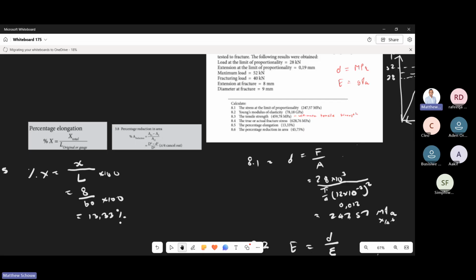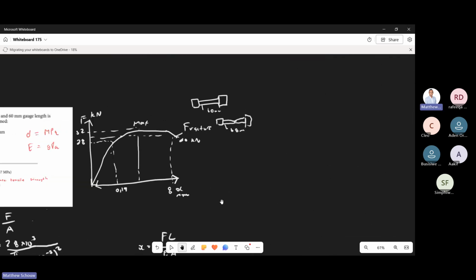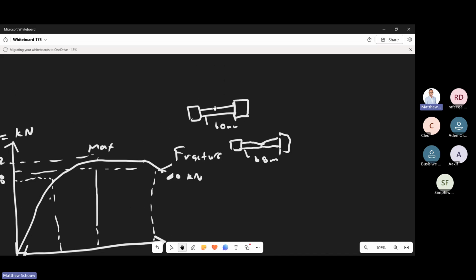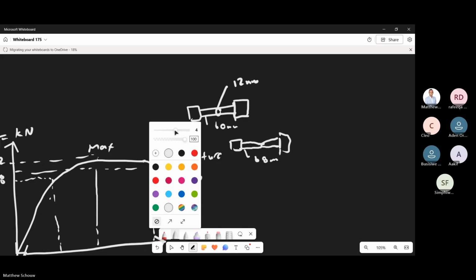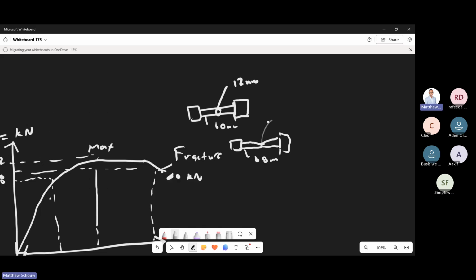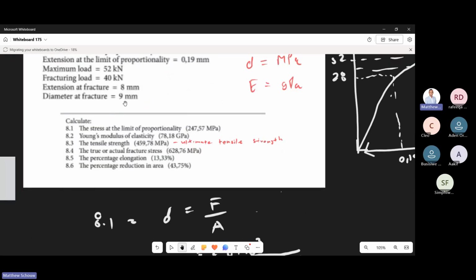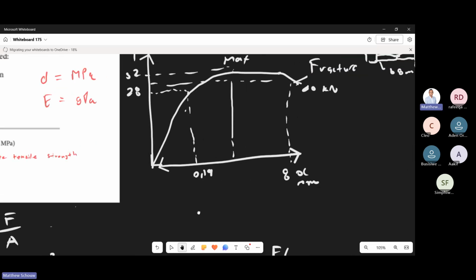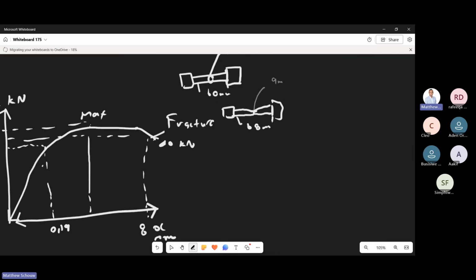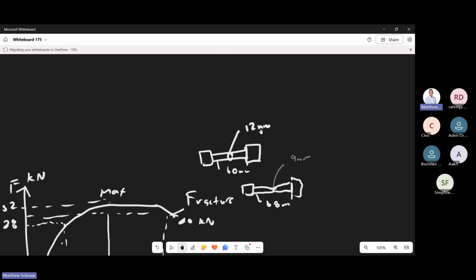So the reduction in area, reverting back to my specimen, is that we look at the initial diameter. In this case we had 12 mil. Then after fracture, we put the specimens back together, and then we measure with the vernier, and you notice it's basically 9 mil. So it'd be 9 millimeters after fracture. Okay. Cool. So we have that.